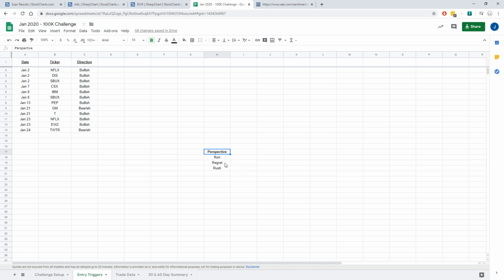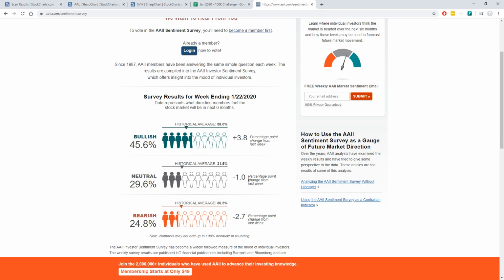We're not in a run position, we're not in a regret position, and we're not in a rush position, and we know what the market is. Number one, we have the sentiments. Number two, we have the market vibe that's bearish, right? So we have those two things that have changed, and so I know that, hey, you know what?